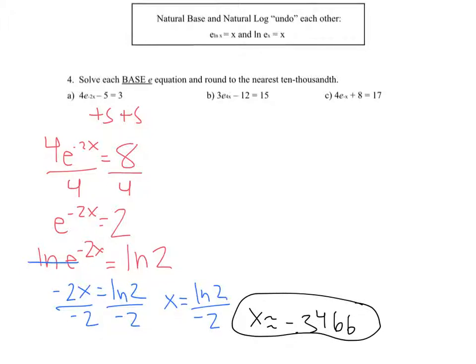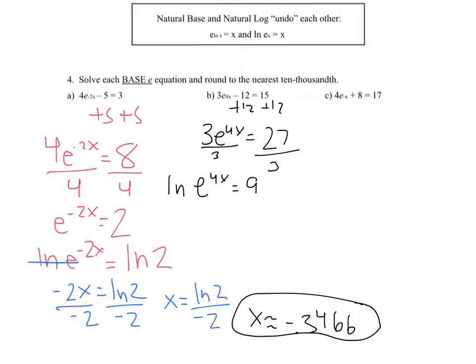In example 2, very similar steps. We're going to go ahead and add 12 to both sides so that I end up with 3e to the 4x power equals 15 plus 12 is going to give me 27. I'm going to divide both sides by 3. And if I divide both sides by 3, that's going to give me 9 on the right-hand side so that I have e to the 4x equals 9.